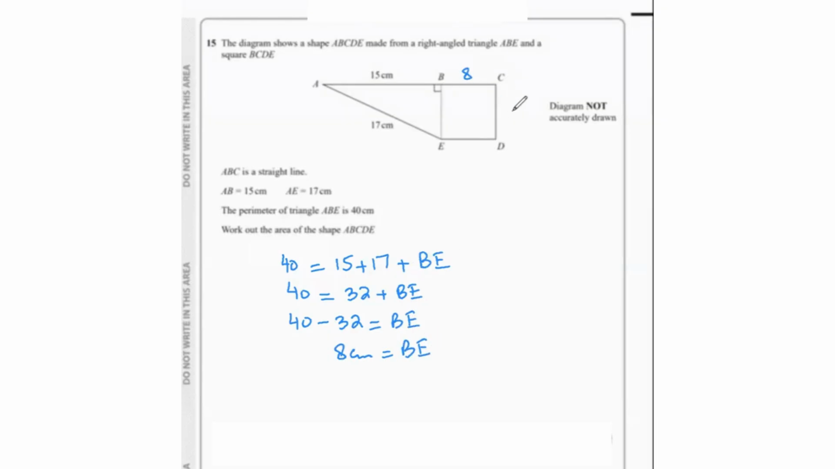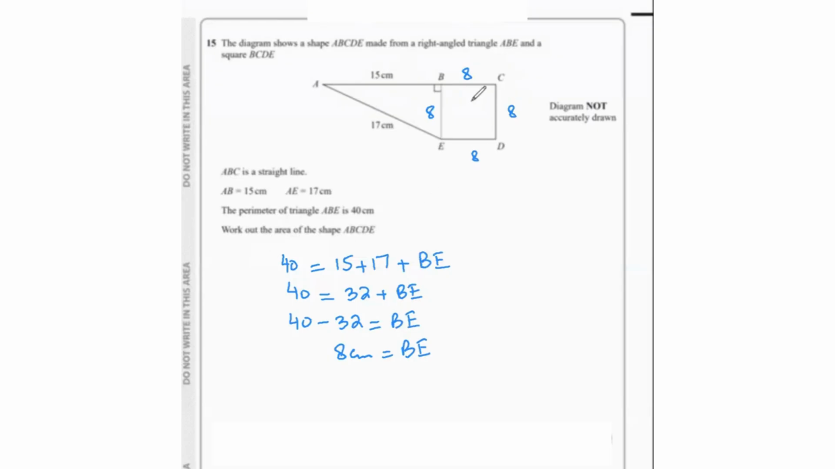So what we can do is use the perimeter of the triangle ABE to find the third length. So 40 equals 15 plus 17 plus BE. So 15 plus 17 is 32. And BE is going to be the difference of 40 and 32, which is 8. So that means this is also 8, this is also 8, and this is also 8.